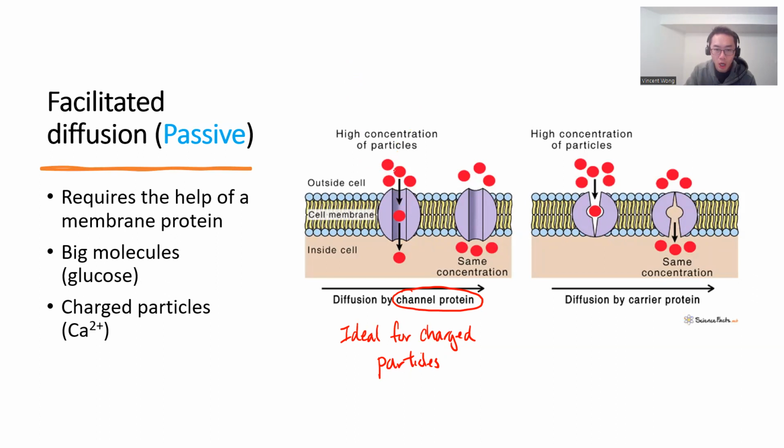So these are charged particles. Okay, let's say Ca2+. Okay, the inside of the membrane is hydrophobic, right? Hydrophobic things and charged things don't mix together. Just like water and oil, they don't mix together, okay? So in order for the calcium to come into the cell, it has to go through this channel protein.